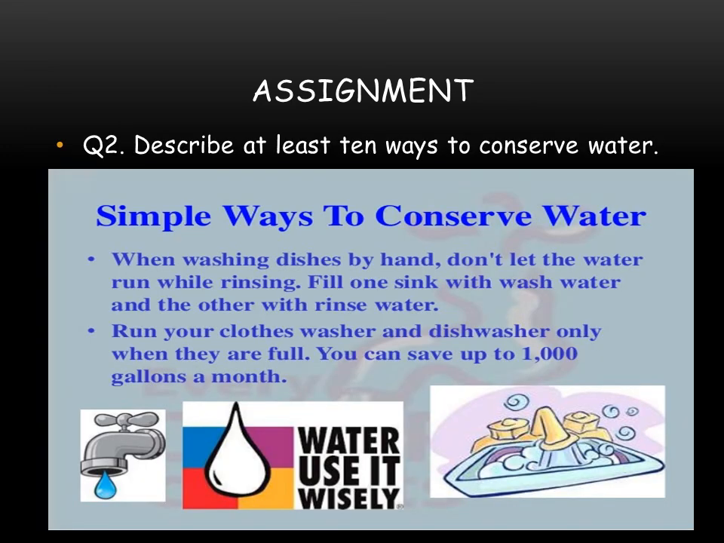Here's your second question. Describe at least 10 ways to conserve water. I'm going to give you 7 to 8 points here, but try to create your own points, or you can add two of your own points. If you want to change the wordings, or write these statements in your own words, you can. So the first one is, when washing dishes by hand, don't let the water run while rinsing. And run your clothes washer and dishwasher only when they are full.